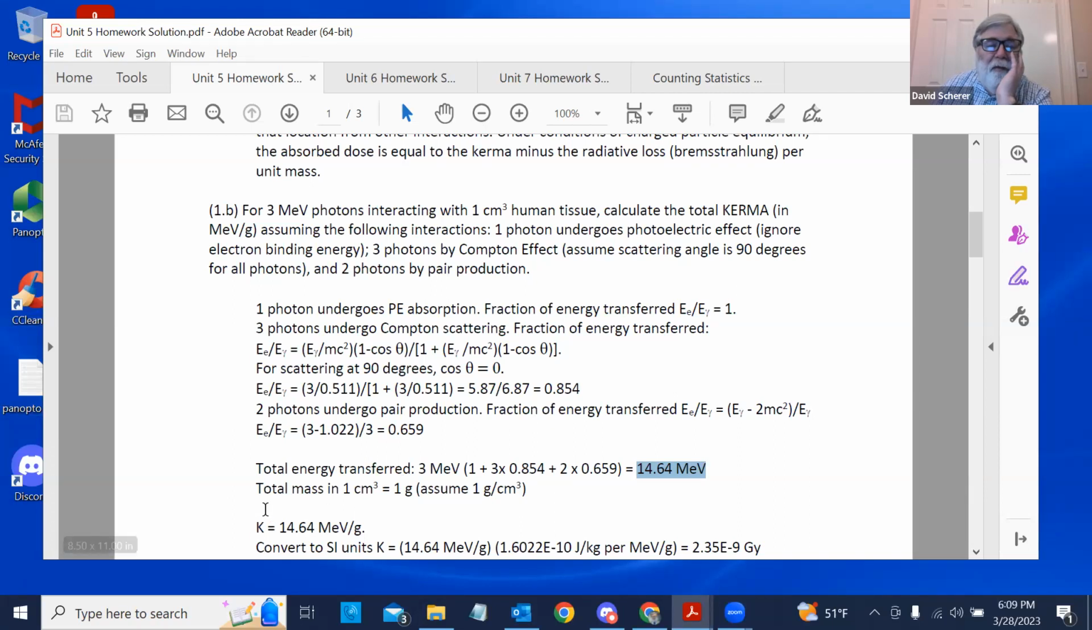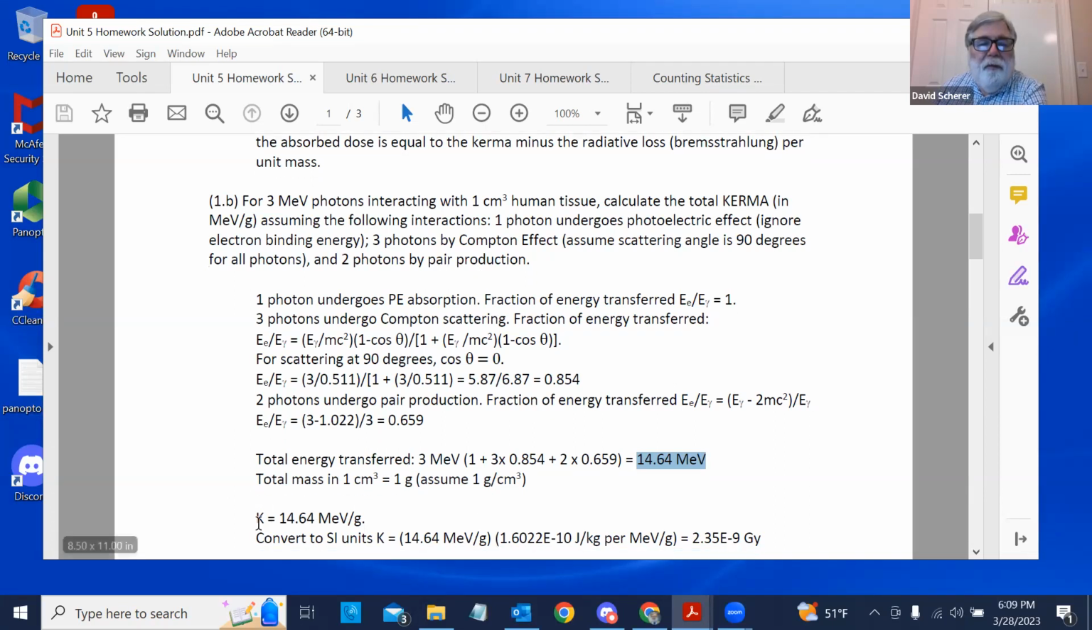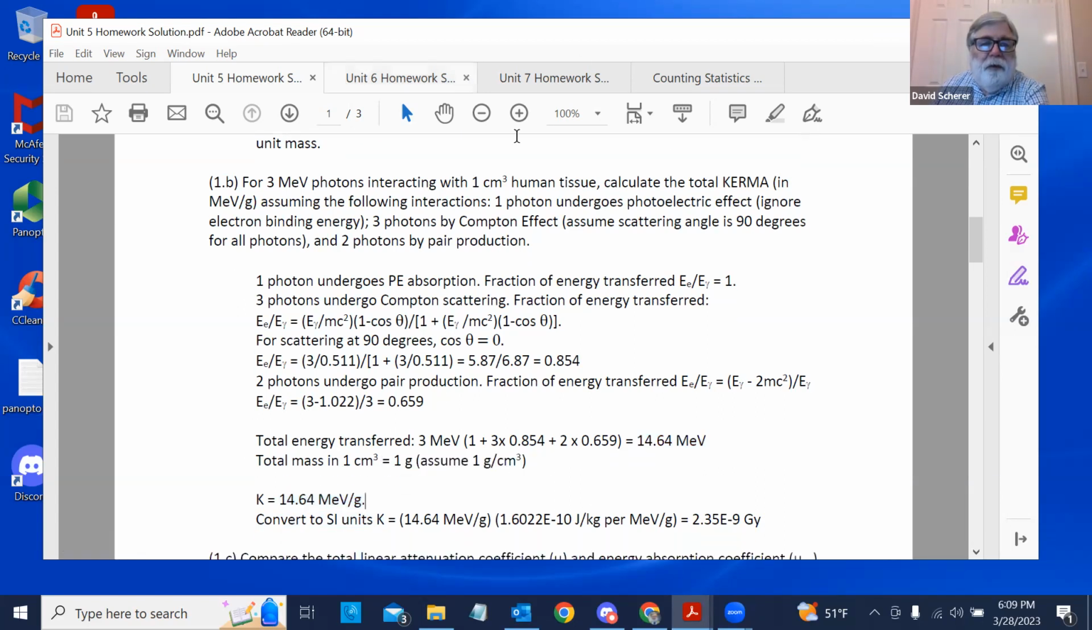The mass is 1 gram, assuming it's 1 gram per cubic centimeter. And so the Kerma from all that would be 14.6 MeV per gram. You didn't have to do it. The problem didn't ask for it, I don't think, but I converted it to SI units. And it turns out it's 2.35 picogray. Okay.